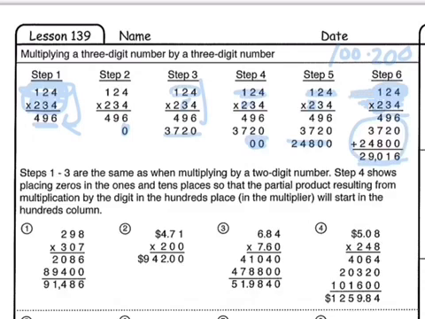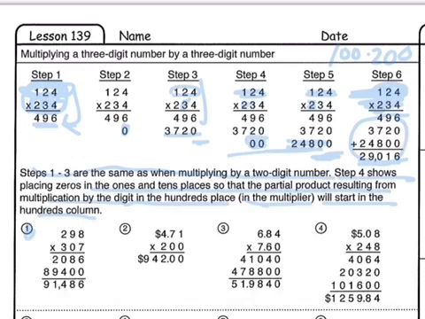Alright, so here it shows you some other problems. Steps 1 through 3 are the same as when multiplying by a 2-digit number. That's what we just saw up here. Step 4 shows placing zeros in the ones and tens place so that the partial product resulting from multiplication by the digit in the hundreds place in the multiplier will start in the hundreds column. In other words, they added in these 2 zeros or the 1 zero because we're multiplying by not a one-digit number, we're multiplying by a number that's in the tens place or the hundreds place. It's basically repeating what I already taught you up there above.